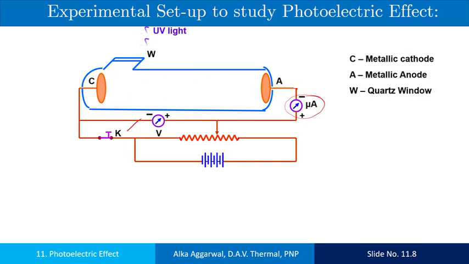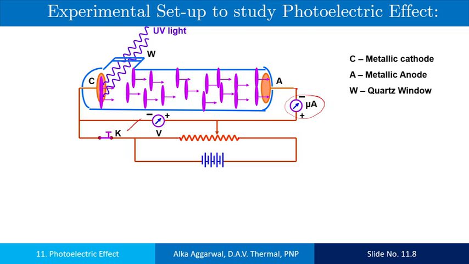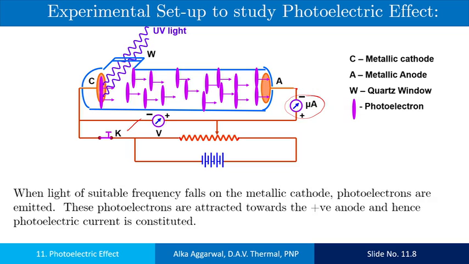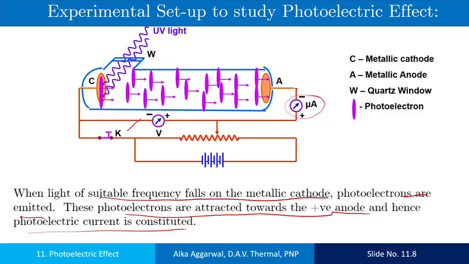Now the light radiation is incident on the cathode and electrons are produced. These electrons pass through to the anode and constitute the current. When light of suitable frequency falls on the cathode, photoelectrons are emitted. These are attracted towards the positive anode and hence the photoelectric current is produced.